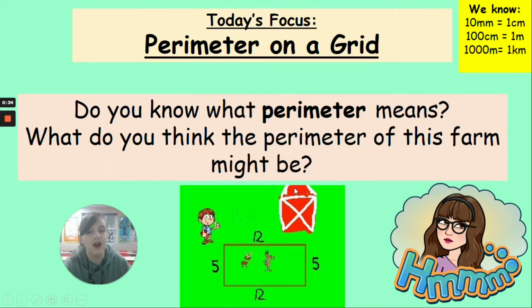So today we're looking at perimeter on a grid. And before we can do anything, we need to know, what does perimeter mean? If you think you know, you can jot it down and write it to me on Teams. I've really enjoyed seeing your answers come in. What do you think the perimeter of this farm is going to be? We've got this little pen here and the sides have been labelled. Okay, when you think you've got your answer, I'm going to move on.